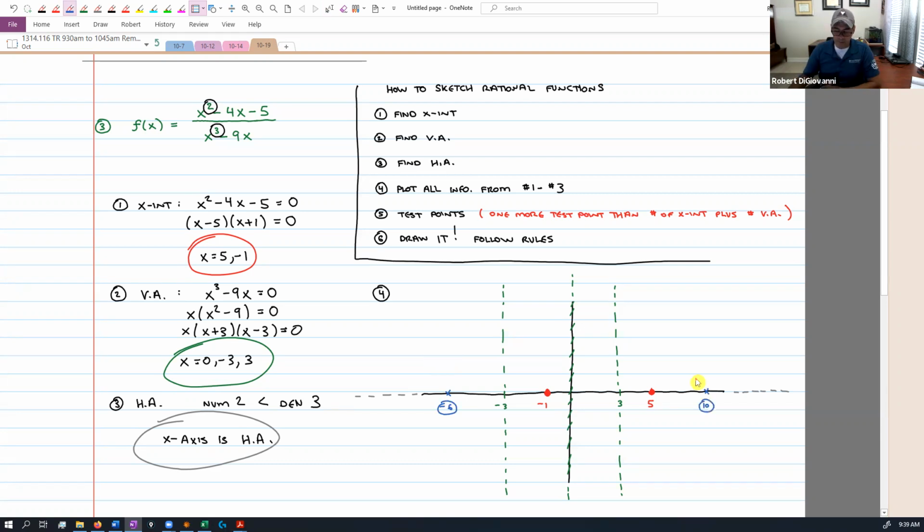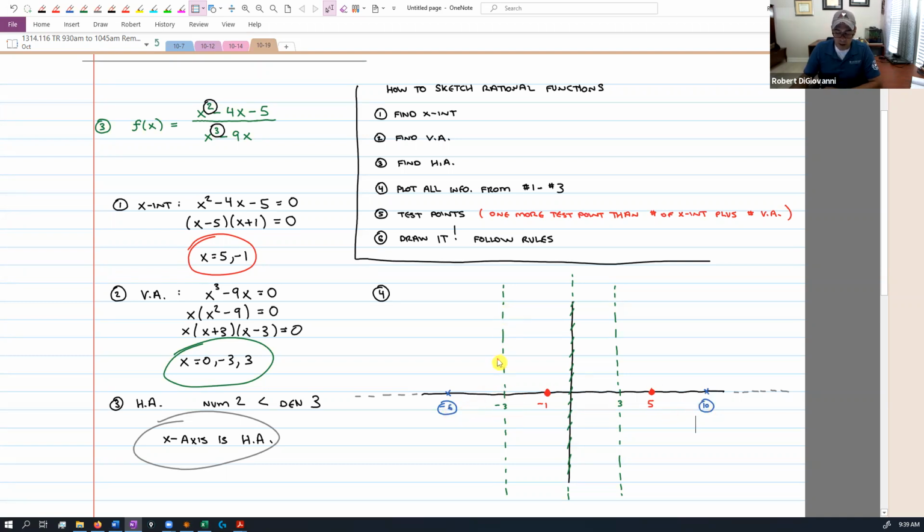I'm doing these, notice I'm marking them with little X's. I do not want to confuse these with X-intercepts. I do not recommend that you put dots here because that's going to confuse you, all right? And I'm circling them to really distinguish them from everything else. These are my test points, one on each edge.